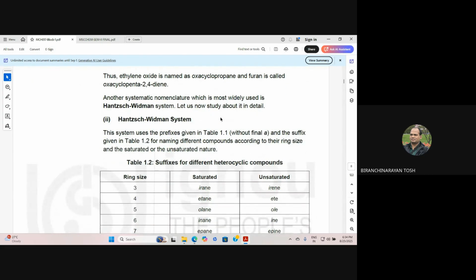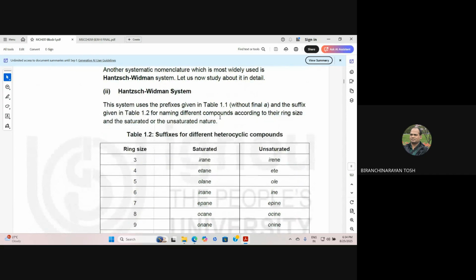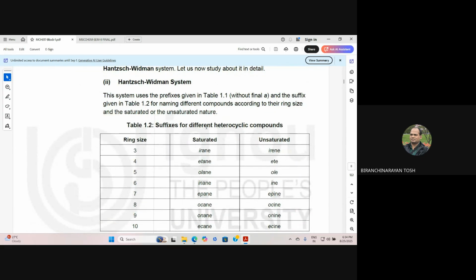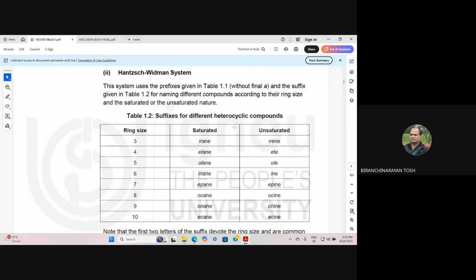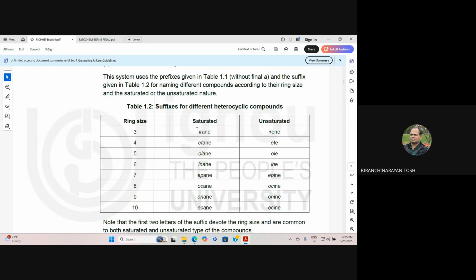Now we'll move to the next system of nomenclature, that is the Hantzsch-Widman system. So the suffix for different heterocyclic compounds, depending upon the ring size, if it is saturated, all are with ane.